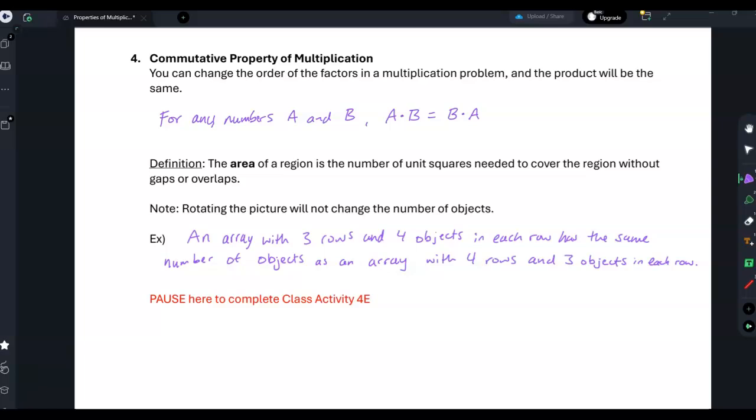So at this point, we're going to pause here in this section of notes. Before you go on and do the next property in this section, I actually want you to go ahead and complete class activity 4E.